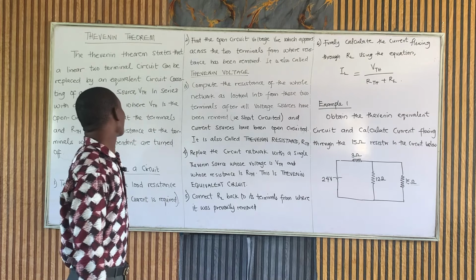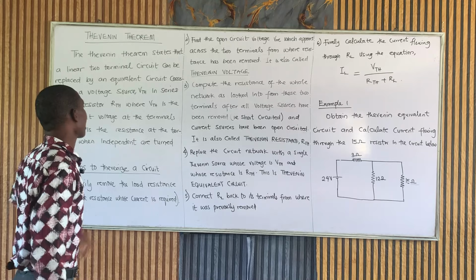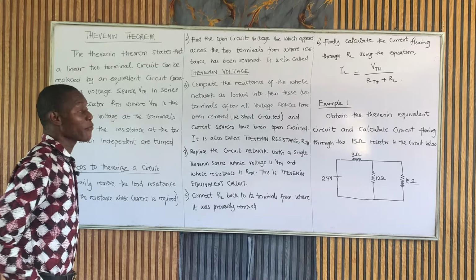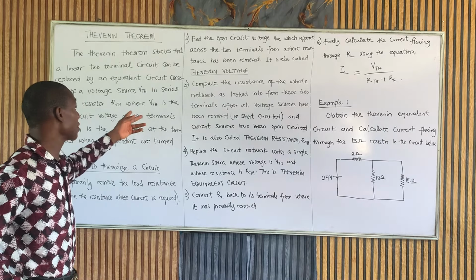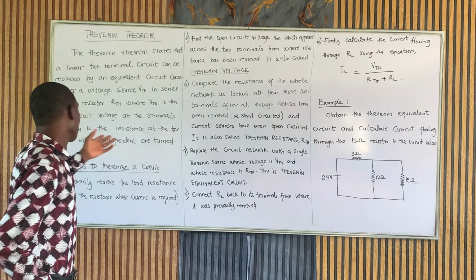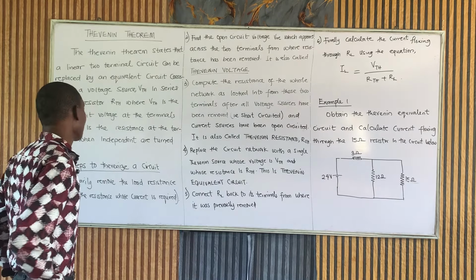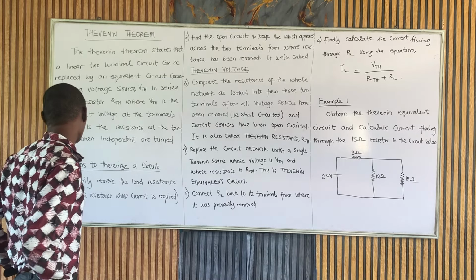So today we're looking at Thevenin theorem. Well, the Thevenin theorem states that a linear two-terminal circuit can be replaced by an equivalent circuit consisting of a voltage source called VTH in series with a resistance RTH, where VTH is the open circuit voltage at the terminals and RTH is the resistance at the terminal when independent sources are turned off.